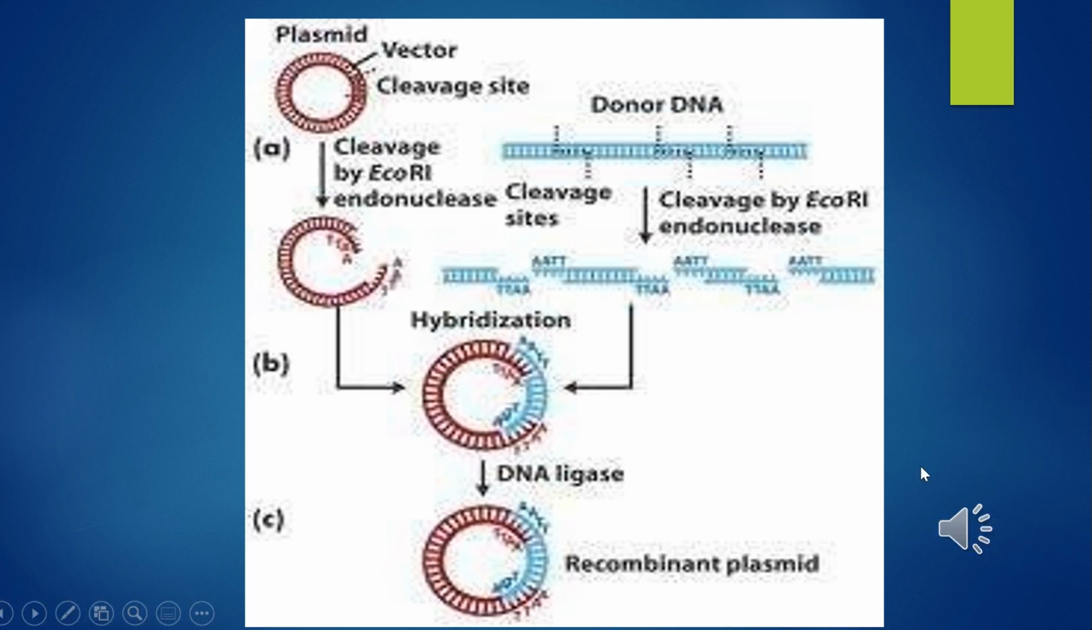In this slide, there are three steps. In first step, you can see plasmid. Plasmid you all know, and it's having a cleavage site. Then it's donor DNA, and both the plasmid and donor DNA are treated with the same enzyme. Just like here you can see, EcoR1 is used as endonuclease. So a cut will apply on the palindromic sequences. So the next is hybridization, means plasmid and the fragment taken from donor DNA are hybridized, and then DNA ligase is used. Then this is going to form recombinant plasmid.